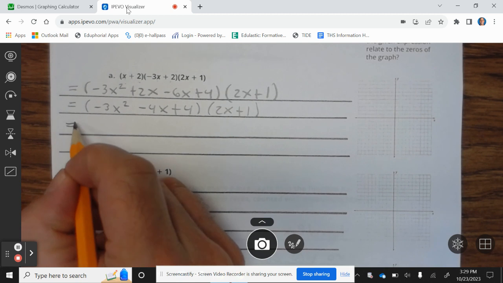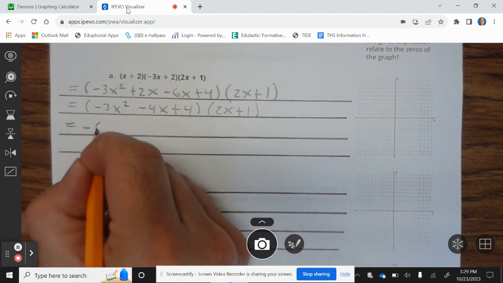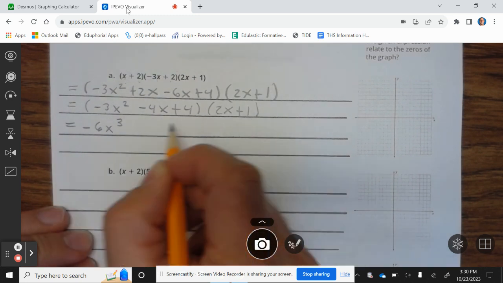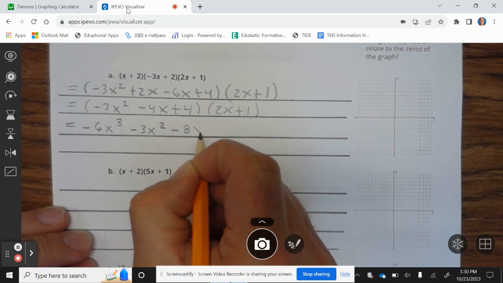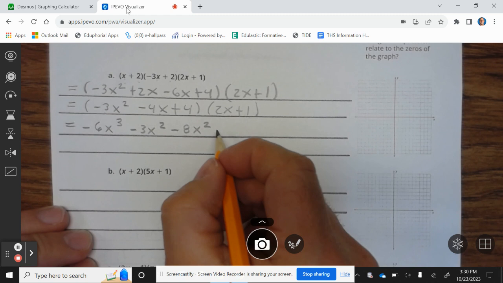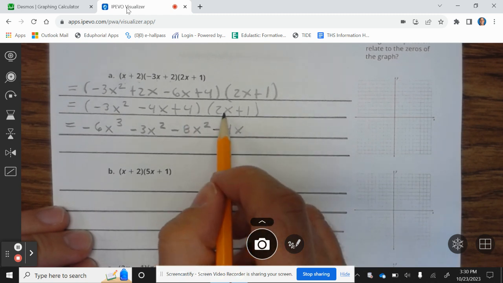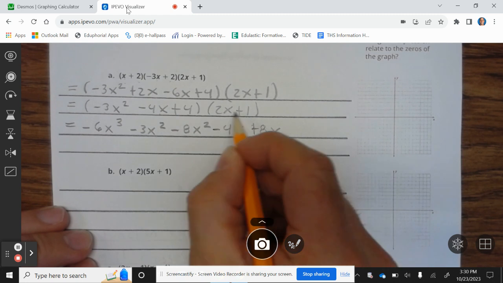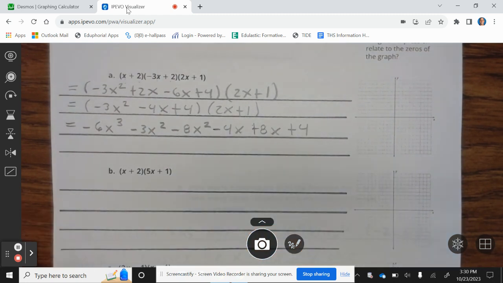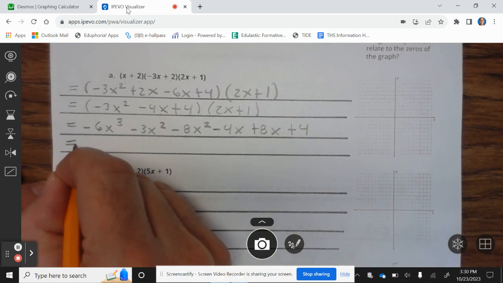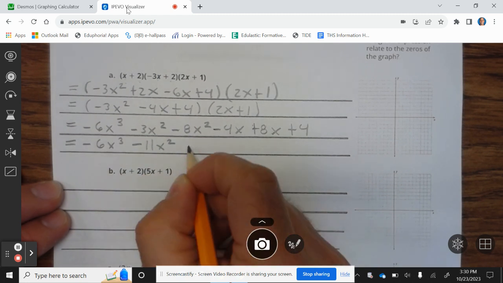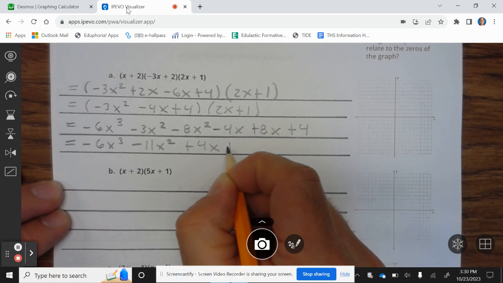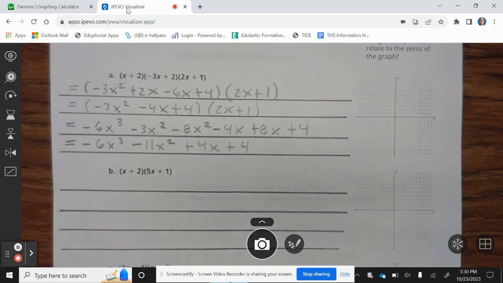Now we FOIL here. So negative 3x squared times 2x is negative 6x cubed. Negative 3x squared times 1 is minus 3x squared. Negative 4x times 2x is minus 8x squared. Negative 4x times 1 is minus 4x. 4 times 2x is plus 8x. And 4 times 1 is plus 4. Okay, so then that simplifies to be negative 6x cubed minus 11x squared plus 4x plus 4. All right, now let's graph and see if these are equivalent.